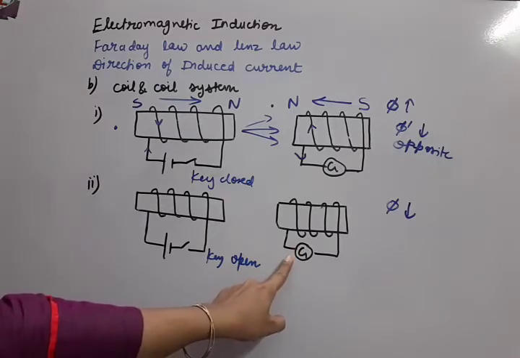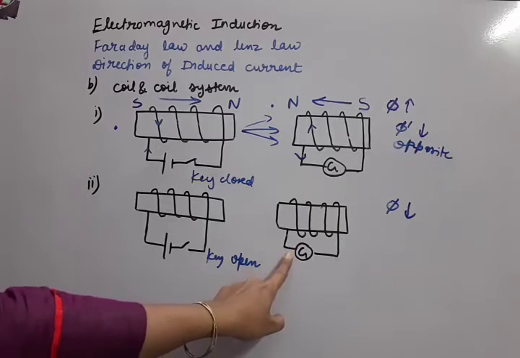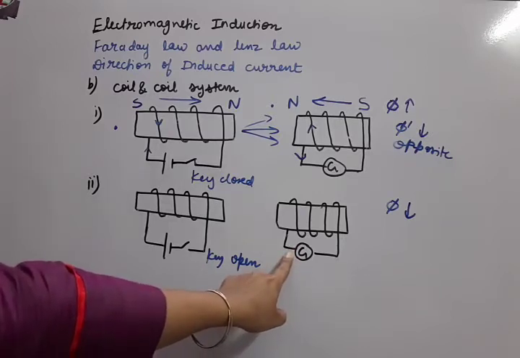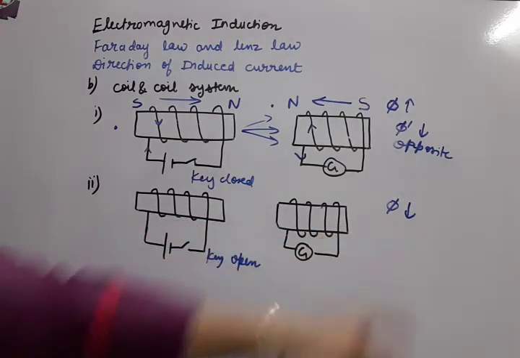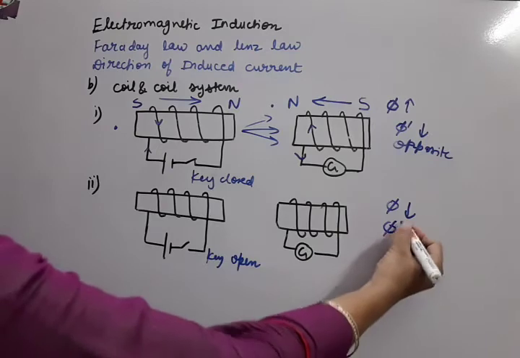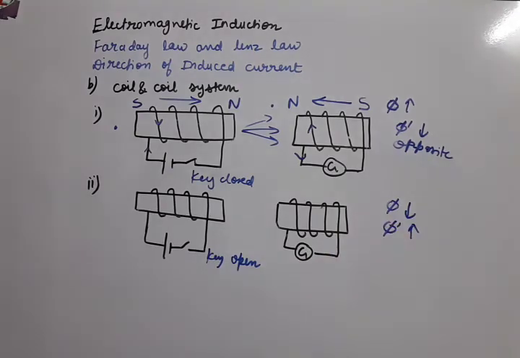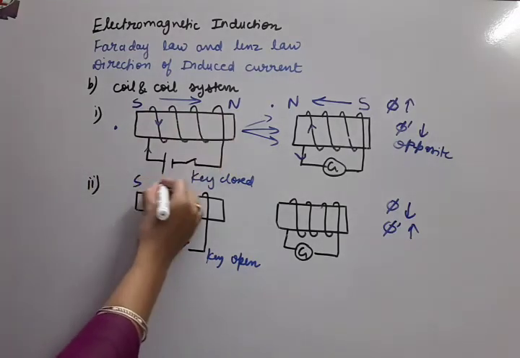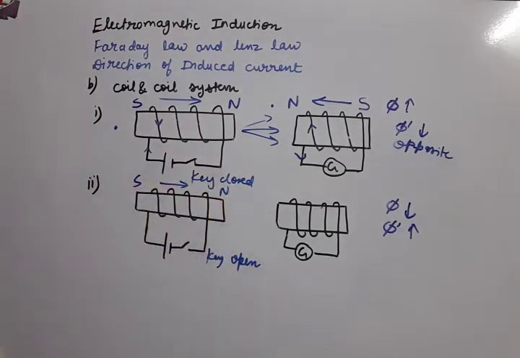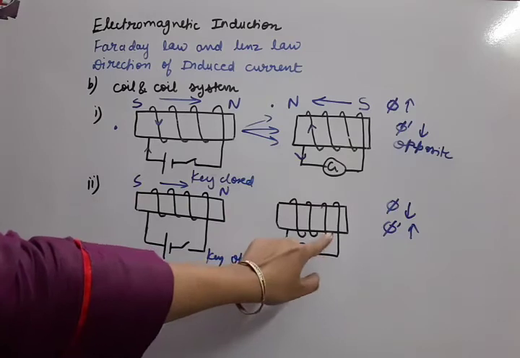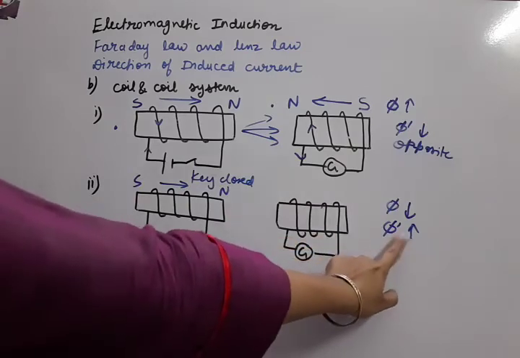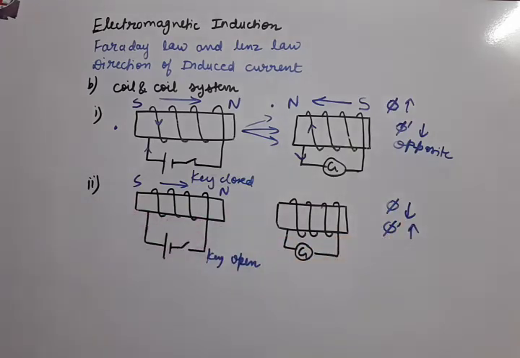Now Lenz's law. Lenz's law says that the direction of induced current is such that it always opposes the cause. Now the cause is a decrease in flux, so the induced current will flow in such a direction that it will try to increase the flux. So earlier the magnetic field lines of this original coil were like this. Now we have to identify its south pole and north pole. We have to increase the net magnetic field or flux.